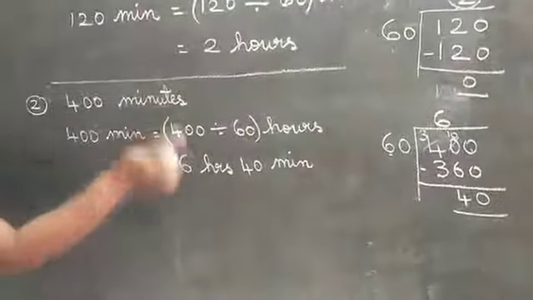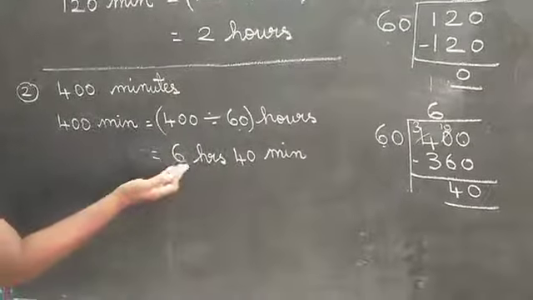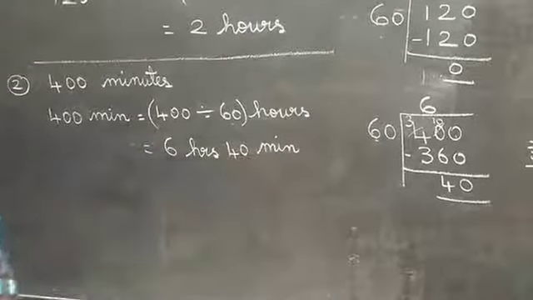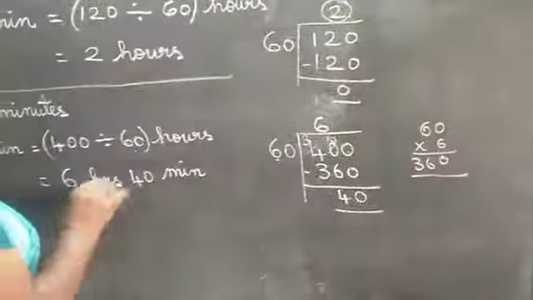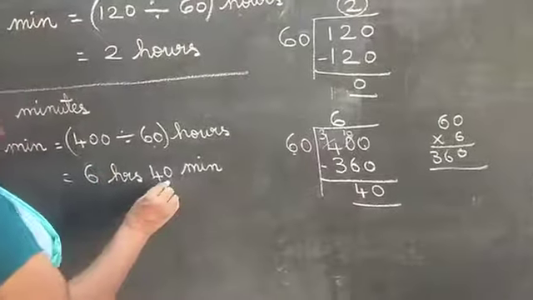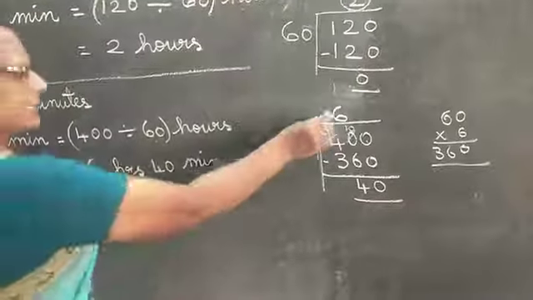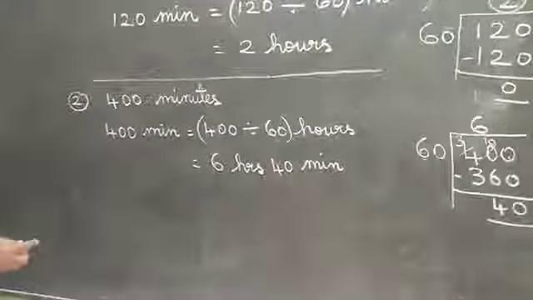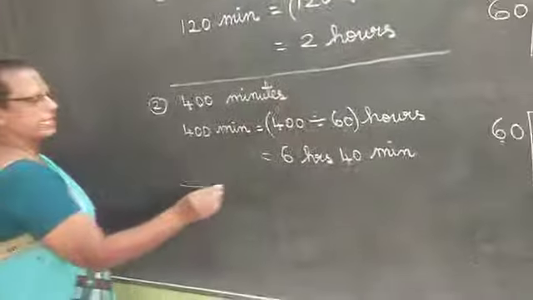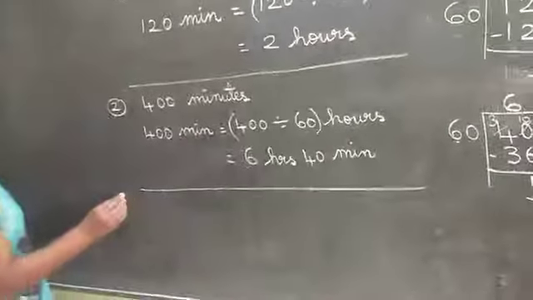Understood, children? 400 minutes, when you convert to hours, what will come? 6 hours, 40 minutes. See, this one you have to write for hours and the remaining you have to write in minutes. Understood? 6 hours, 40 minutes. Understood, children? Okay, we'll see the third sum.